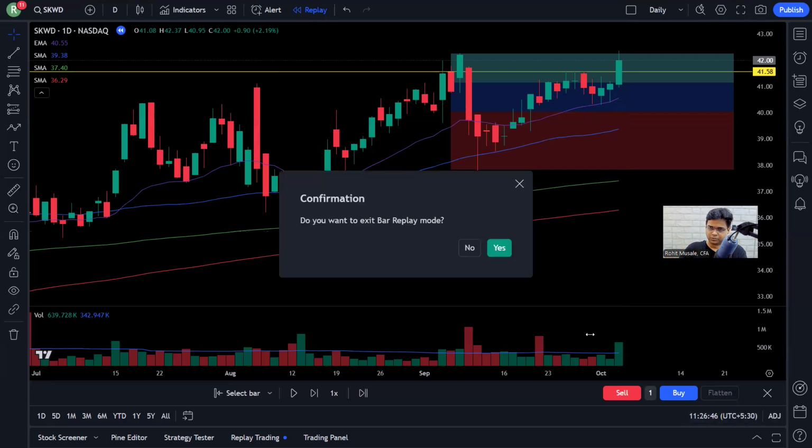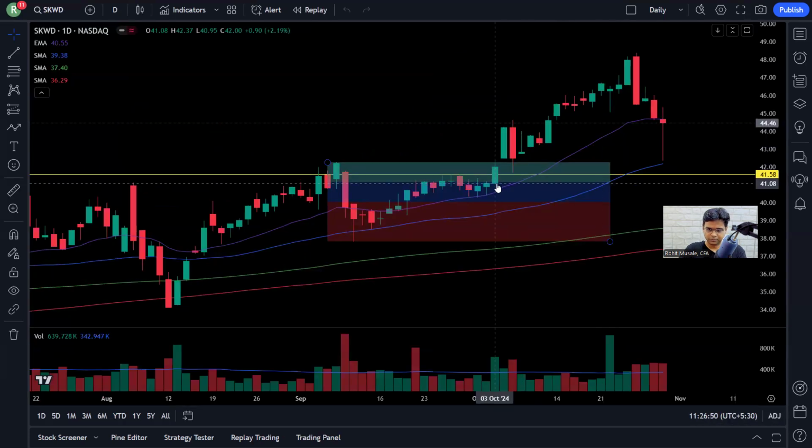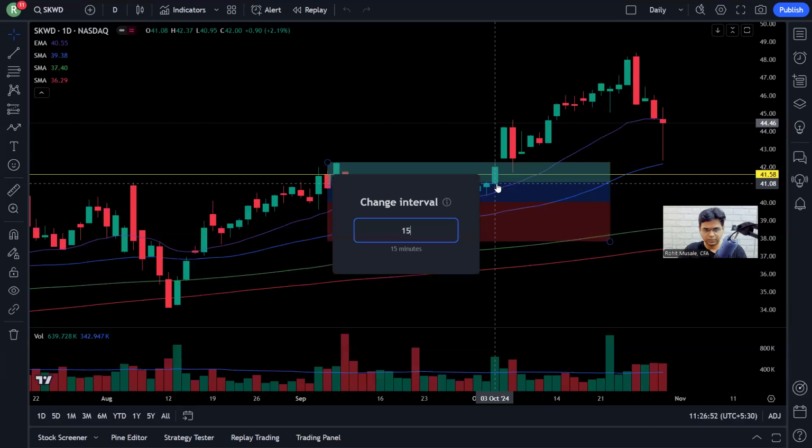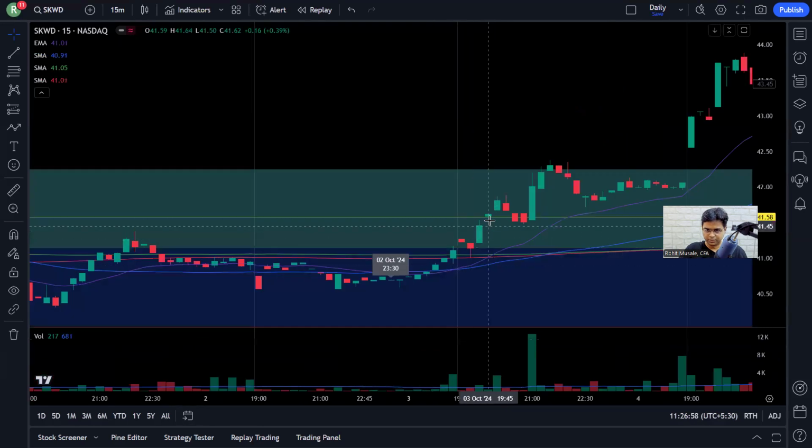Okay. So let's go to the 15-minute chart of 3rd October. So I go to the 15-minute chart and I go to 3rd October. So have a look at this. The blue line, the yellow line was broken here. So probably she bought here. Ideally, she should not have bought here because the volume on that candle is low.